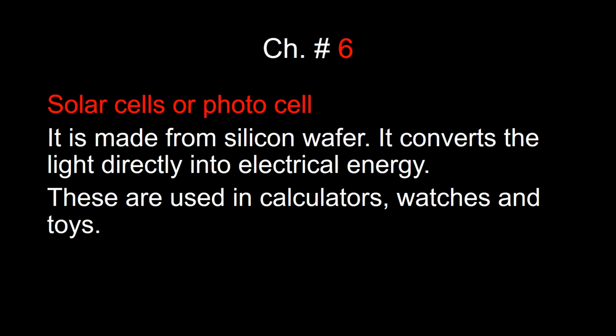Next is solar cells or photocells. Students, solar energy can also be converted directly into electricity by solar cells. A solar cell, also called a photocell, is made from silicon wafer. When sunlight falls on a solar cell, it converts the light directly into electrical energy. Solar cells are used in calculators, watches, and toys. A large number of solar cells are wired together to form solar panels. Solar panels can provide power to telephone booths, lighthouses, and scientific research centers. Solar panels are also used to power satellites.